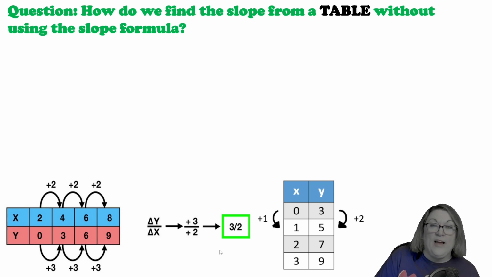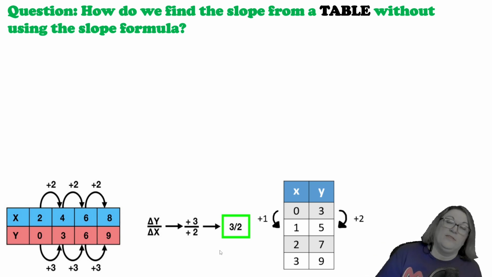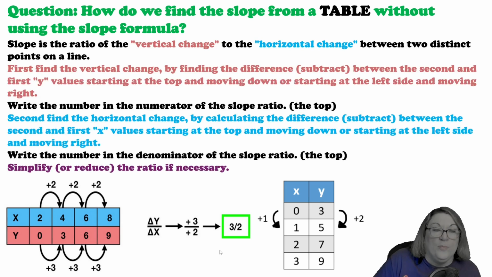Okay, how do we find the slope from a table without the slope formula? First, the slope is the ratio of the vertical change to the horizontal change between two distinct points of the line. First, find the vertical change by finding the difference, or subtracting, between the second and the first y values, starting at the top and moving down, or starting from the left side and moving to the right.